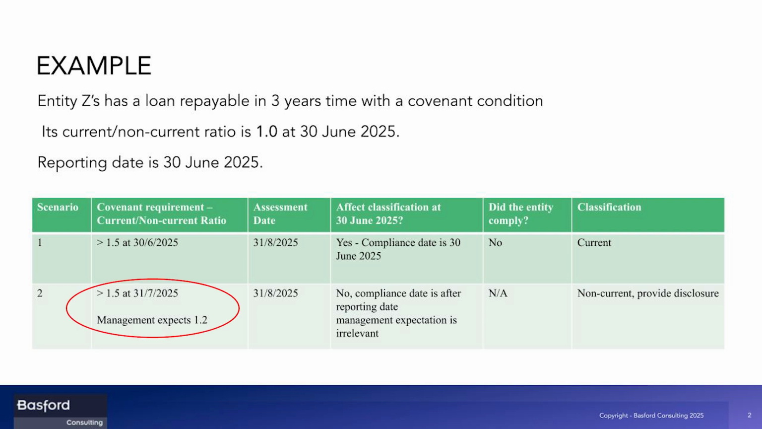In scenario 2, the ratio must be above 1.5 at 31 July 2025. As at 30 June, Z's ratio is only 1.0. Z predicts its ratio will only be 1.2 at 31 July. So it predicts that it will breach the covenant when it is tested. Now, because July is after the reporting date, it doesn't impact classification. The loan is therefore classified as non-current because repayment is more than 12 months away, ignoring the fact that you will breach the covenant 31 days after the year end.